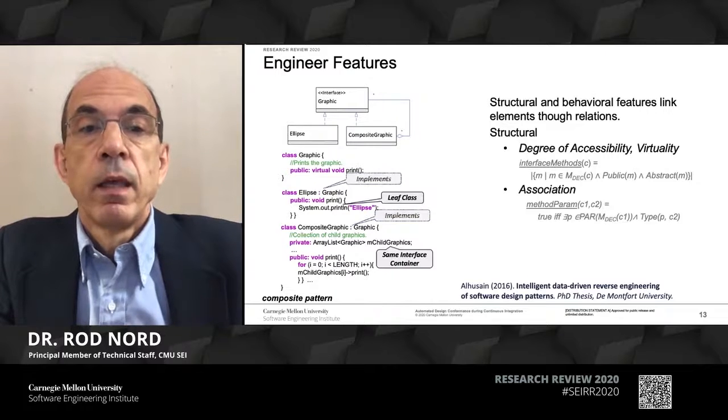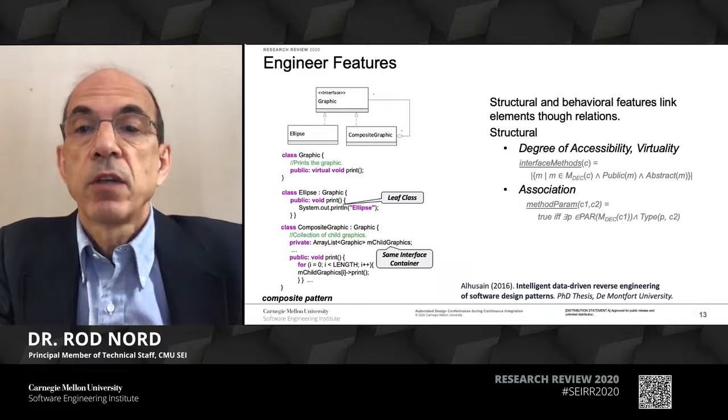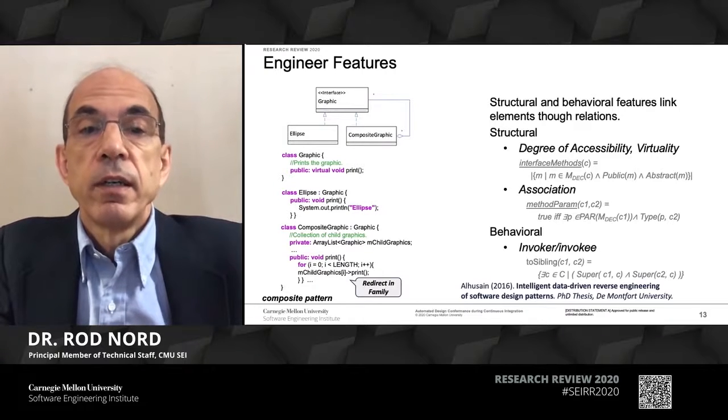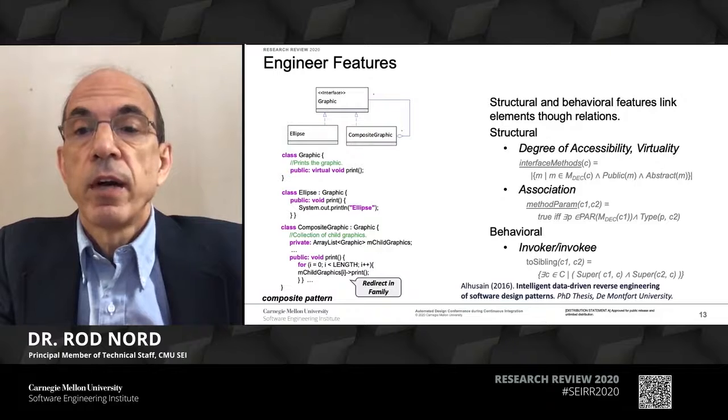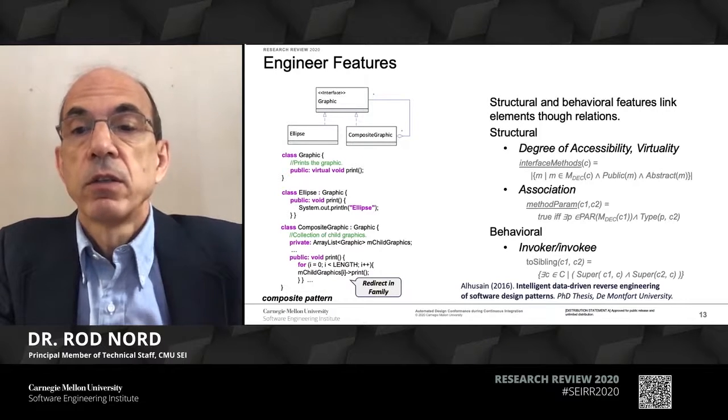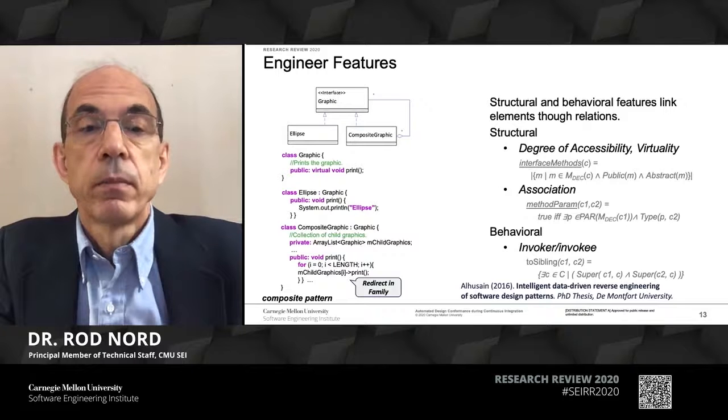An association relation, such as composite graphic using the graphic type in a container of leaf types, provides evidence of a composition relationship. An invoker-invokee relation, such as composite graphic delegating the printing to its leaf siblings, provides further evidence of a composition relationship.